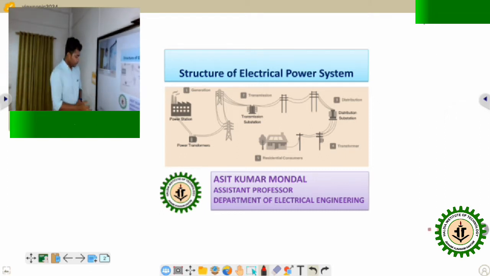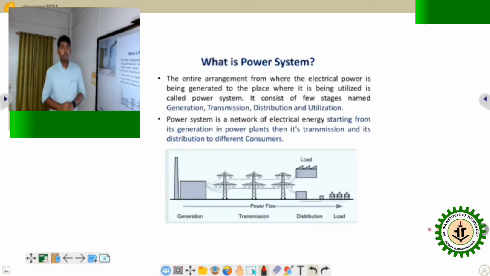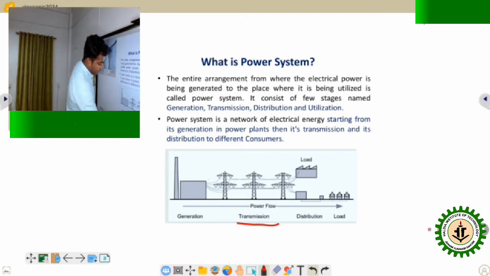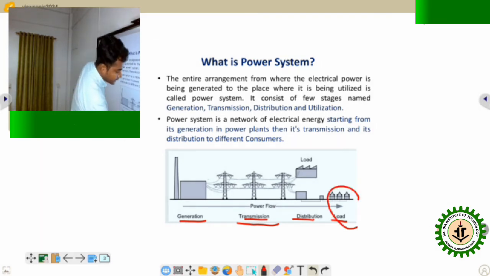So first of all, power system. What is power system? Power system means it is the total arrangement from generation to distribution through transmission. If you look at this figure, the first part is generation, then transmission, then distribution, then the load. Load means our side. So we are the domestic load consumer, and then the industrial load consumer.